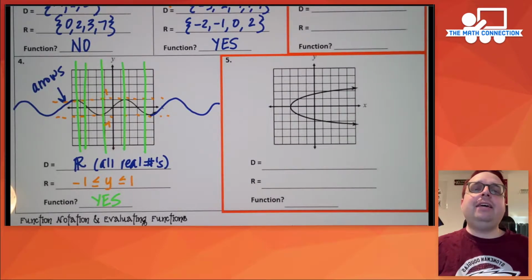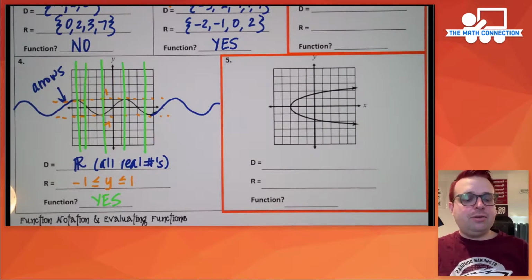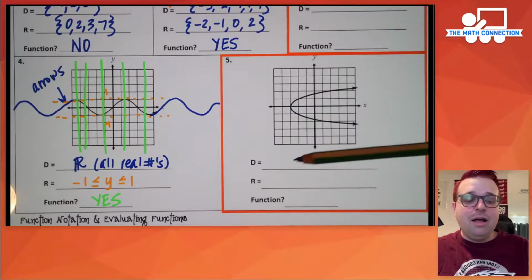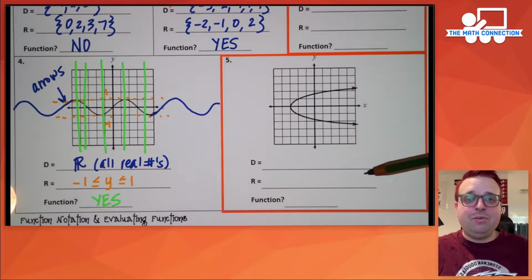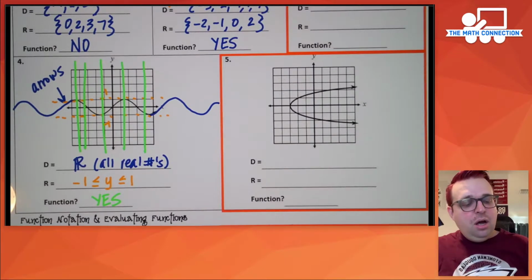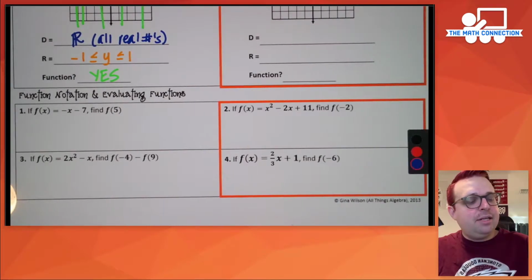Remember that if it is a function or if it's not a function, you can still find a domain and range. So if this is a function, there's a domain and range. If you do the vertical line test and this is not a function, then you can still find the domain and the range. There needs to be answers for domain and range, whether the function question is yes or no. Okay, rolling the page down, we have a different topic and another topic to cover.